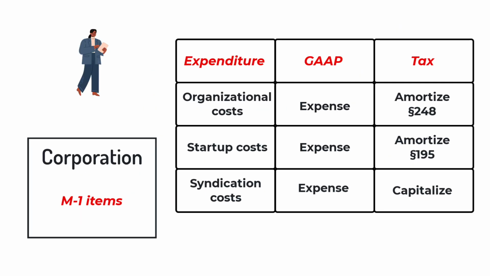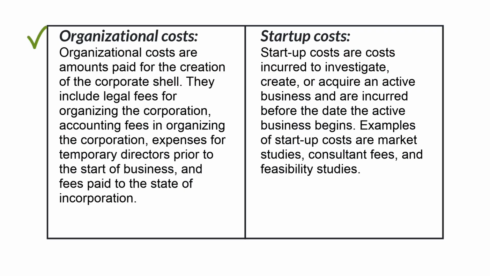Here are three expenditures that can create M1 items: organizational costs, startup costs, and syndication costs. All three are required to be expensed under generally accepted accounting principles, yet only organizational costs and startup costs are allowed a deduction, and then generally under amortization for any substantial amounts. Organizational costs are generally the costs of creating the shell of the corporation. Generally, they're legal fees and organizing fees just to get the corporation up and running.